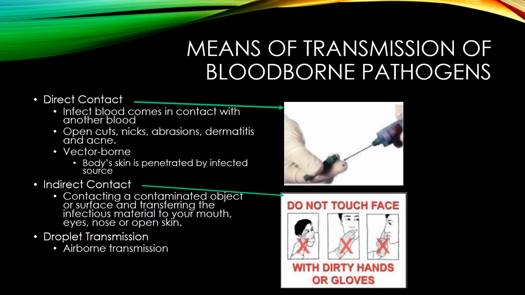You can also get it through indirect contact, contacting contaminated objects or surfaces and transmitting infectious material to your mouth, eyes, nose, or open skin. A common one is using gloves. Everyone wants to use gloves, but then they're touching everything and then they touch their face. Those gloves are contaminated, so those gloves should be removed and hands washed before you touch your face. And then droplet transmission, where there's airborne transmission that is taken in through the nose or mouth, and that could expose a person to some kind of pathogen.